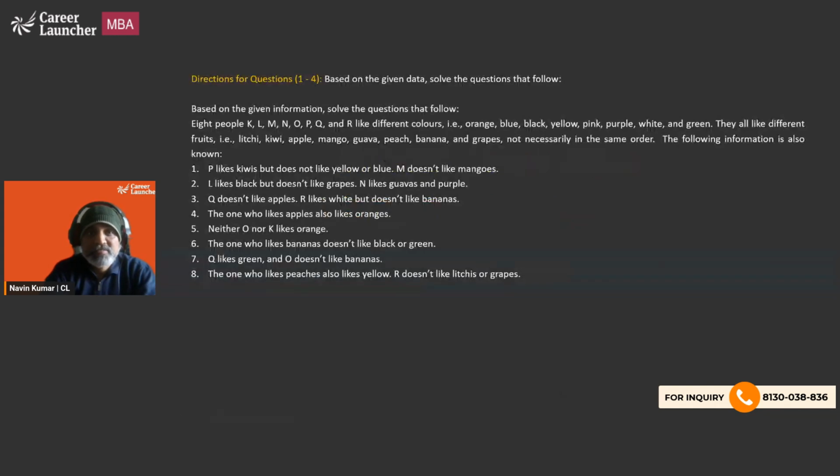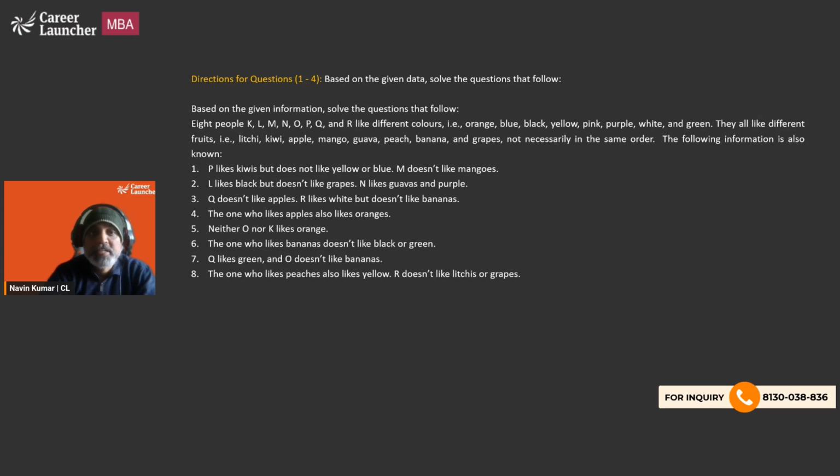Based on the given data, we need to solve these questions. So, 8 people, K, L, M, N, O, P, Q, and R, like different colors. That is orange, blue, black, yellow, pink, purple, white, and green. They all like different fruits. That is lychee, kiwi, apple, mango, guava, peach, banana, and grapes, not necessarily in the same order. The following information is also known.